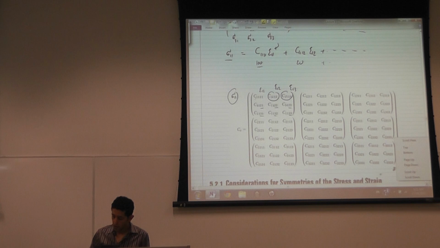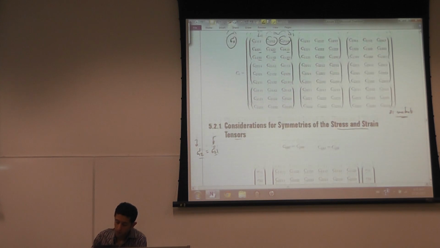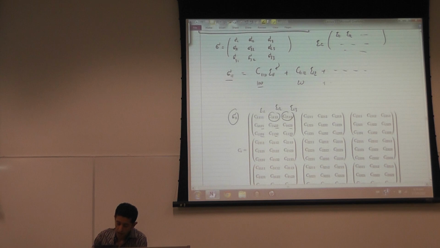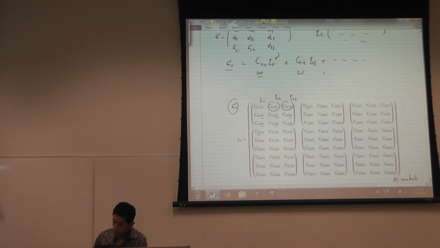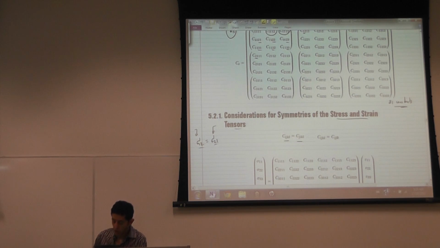But realizing that the stress and the strain are symmetric, because sigma 1, 2 is equal to sigma 2, 1, that means all the constants that are used for sigma 1, 2, I can use them for sigma 2, 1, which means any constant that has 1, 2 in it is equal to the constant that has 2, 1 in it, which means Cijkl is equal to Cjikl.